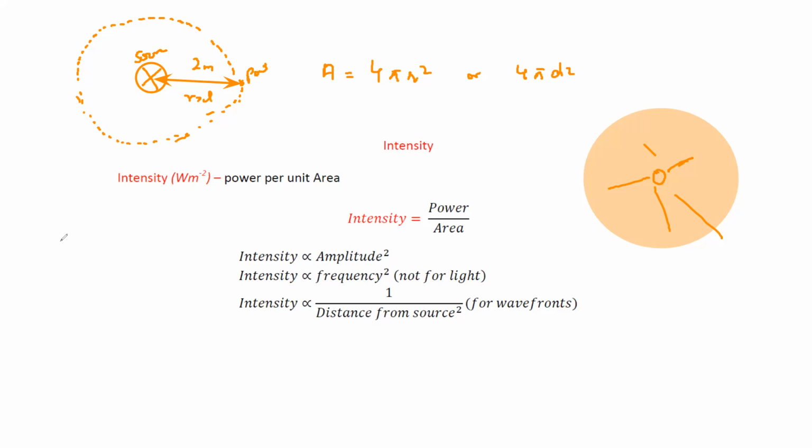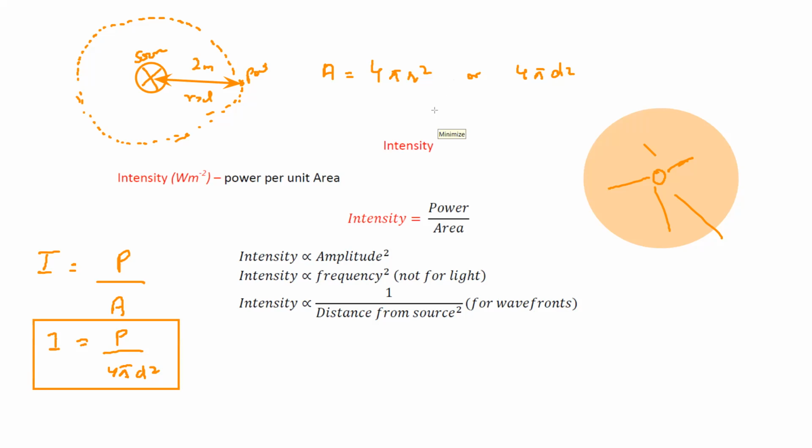When we substitute into the formula, the intensity is equal to power divided by area. And what about area in this case? When we have a source which is emitting energy in all directions, it will be power divided by 4 pi d square. Is this formula clear? Whenever you use this intensity formula, it will be power divided by 4 pi d square or 4 pi r square, where d is the distance between the source and the point.